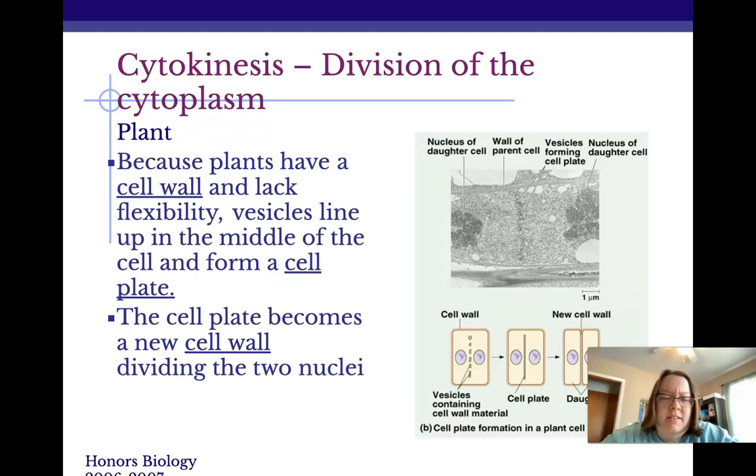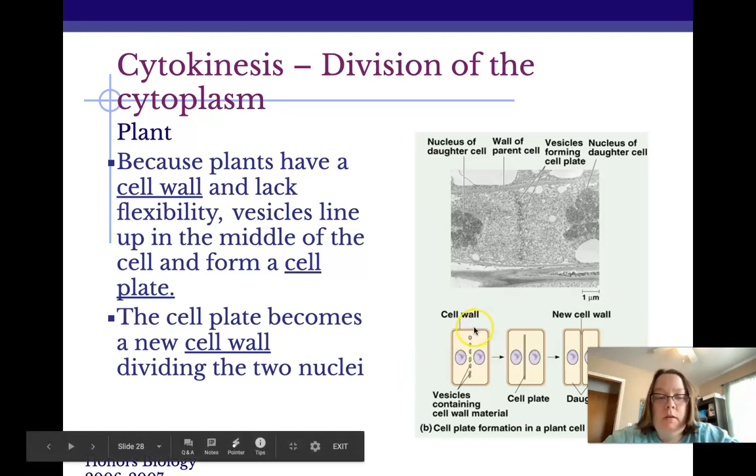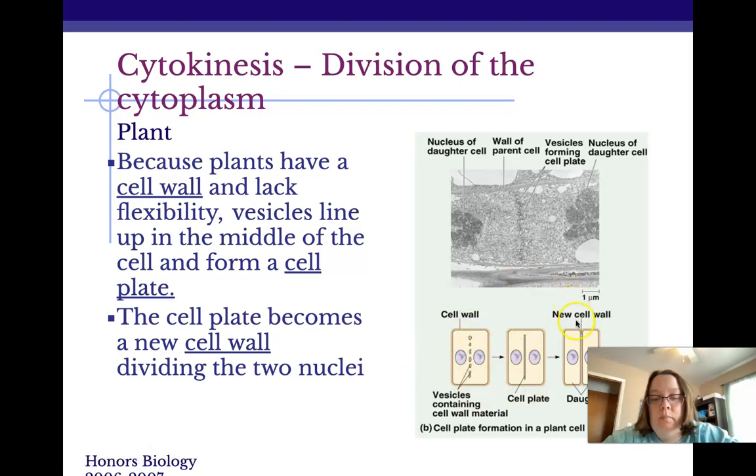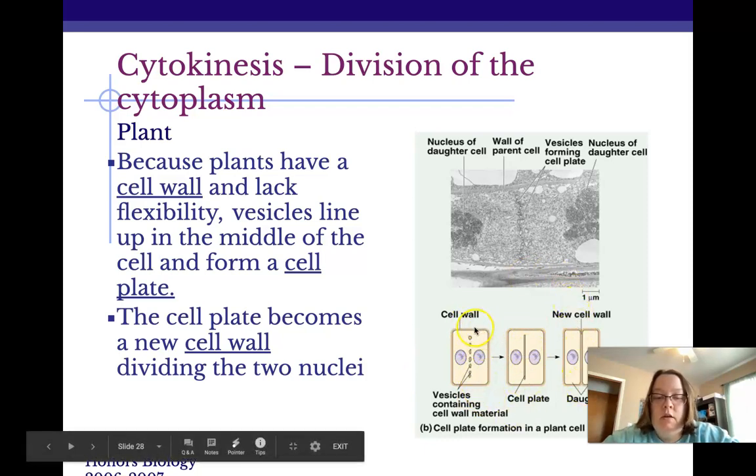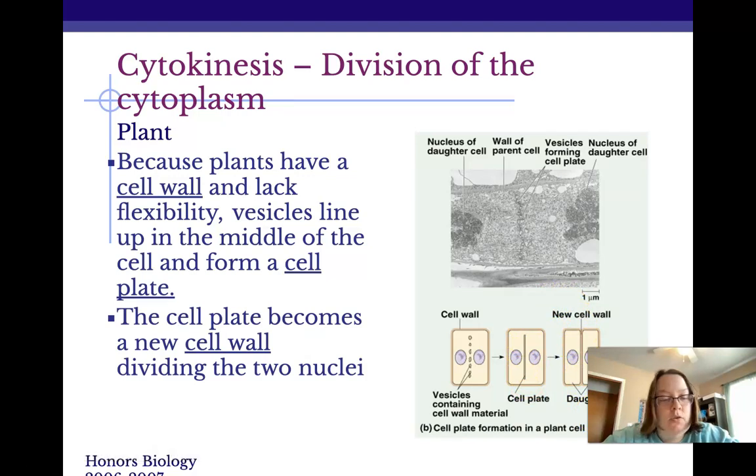However, in plant cells, plants have a cell wall. They are unable to pinch. They can't pinch. So they form what is known as a cell plate. So essentially, a new cell wall forms along the cell plate in the middle to create two new cells. So after telophase, our cell will look like this. The cell plate will form a new cell wall right in between. So that will create two new cells.